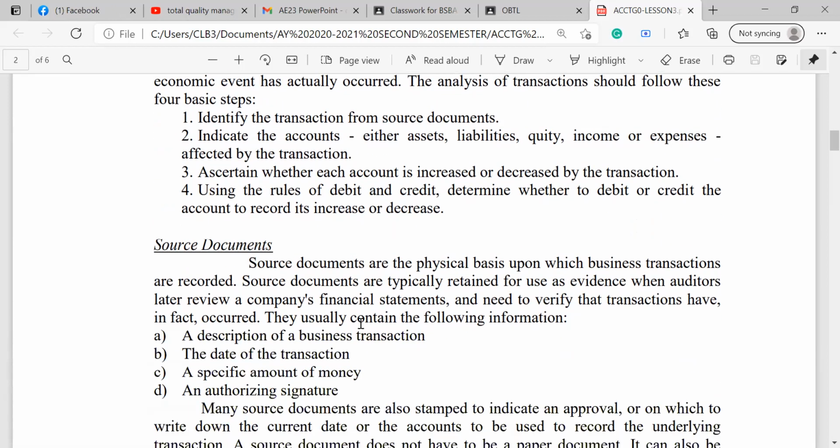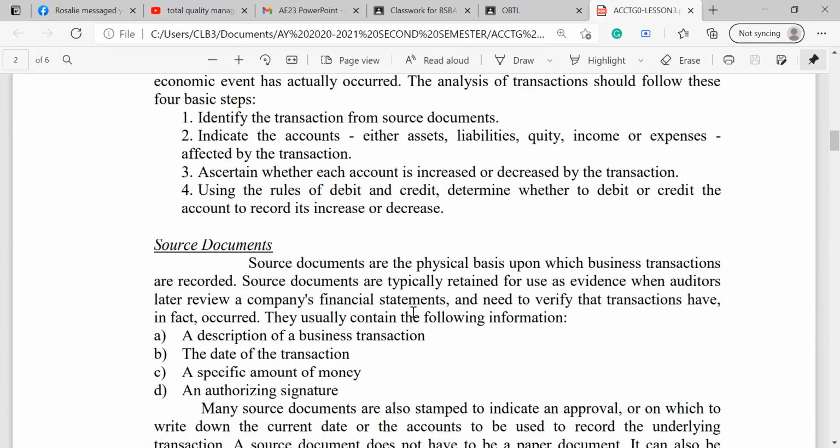Okay? So dito po, check din natin yung source documents na tinatawag. So basically, they are the physical basis upon which business transactions are recorded. Okay, source documents are typically retained for use as evidence when auditors later review a company's financial statements and need to verify that transactions have in fact occurred.